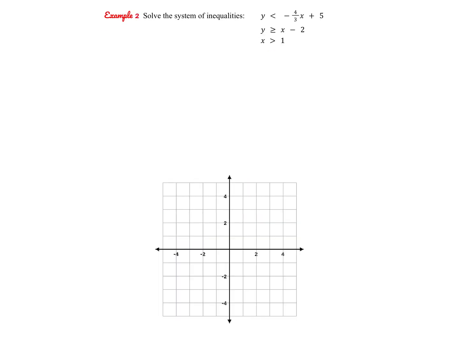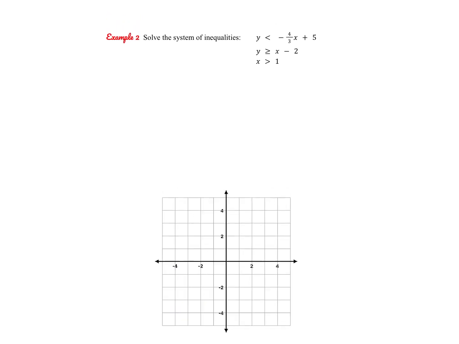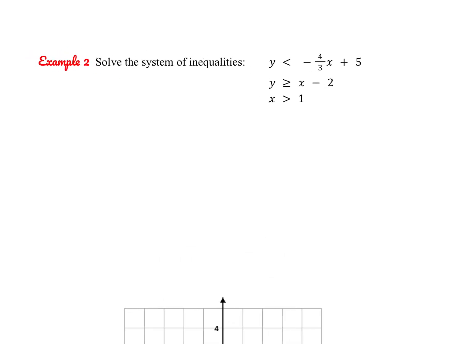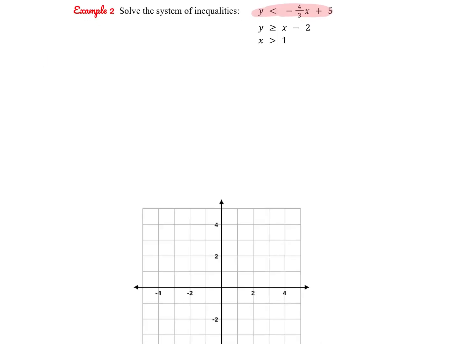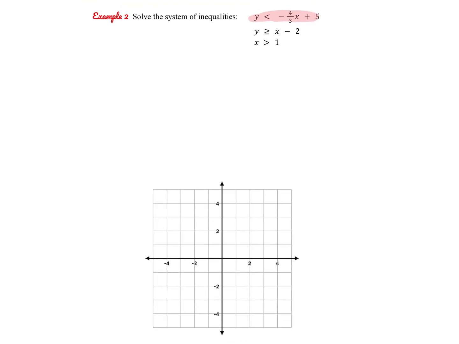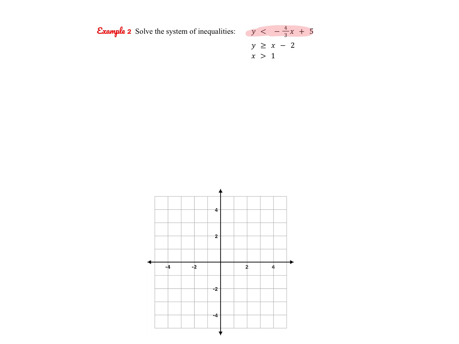All right, here we have 3 inequalities in our system. So for this first one, I'll do this one in red. So our y-intercept is going to be 5. And our slope is -4/3. And this one, we are going to have a dashed line like this. And it would be everything below because it's y is less than. So maybe I'll just do kind of a lighter shade like this.